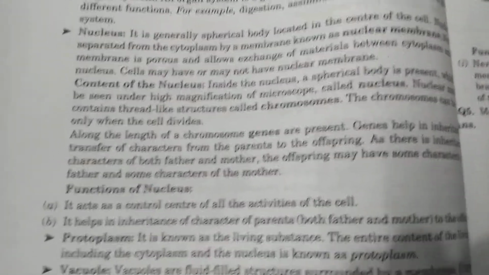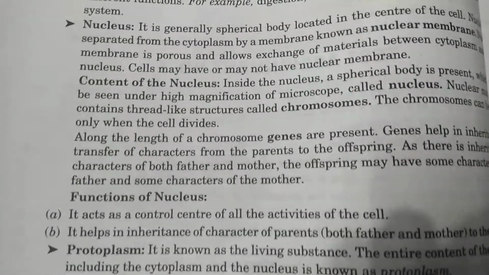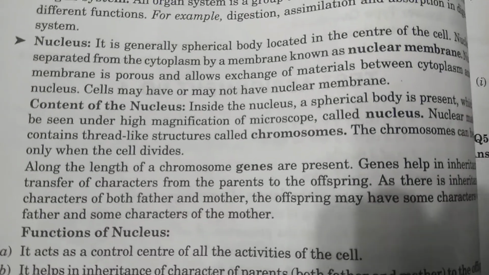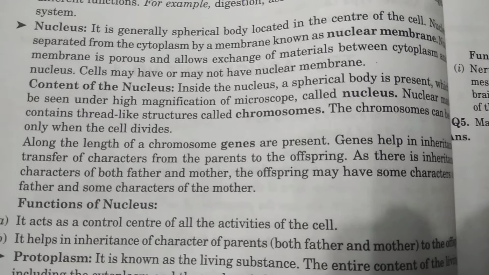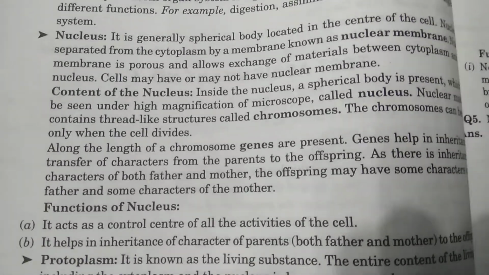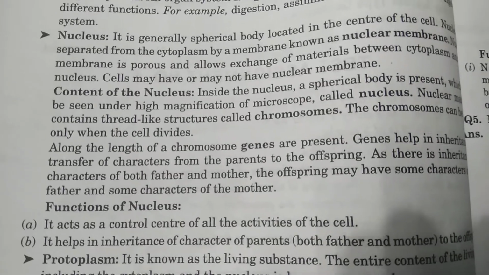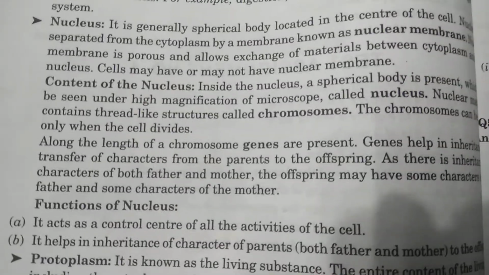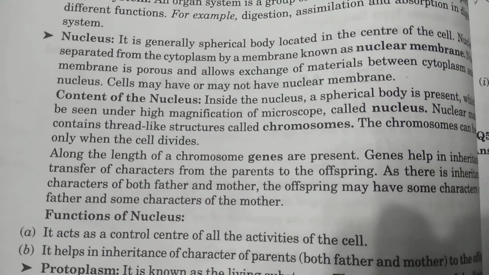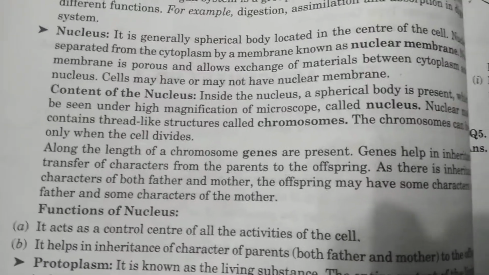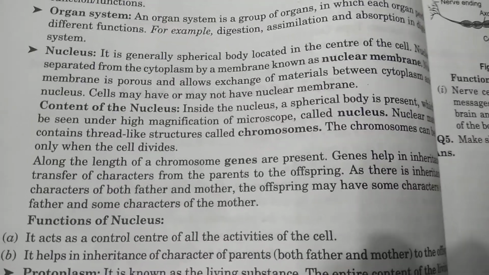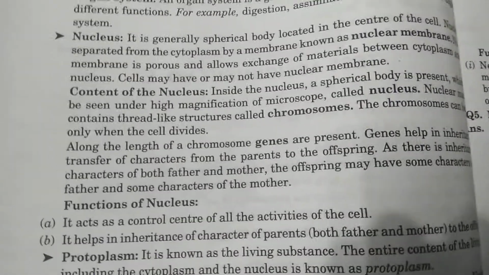Nucleus. Now, the nucleus is something which is there at the center of the cell. It is generally spherical. Spherical means round. It is a body located in the center of the cell. The nucleus is separated from the cytoplasm by a membrane called the nuclear membrane. In between the nucleus and the cell wall, there is a liquid called cytoplasm, and they are both separated by the nuclear membrane. This membrane is porous.